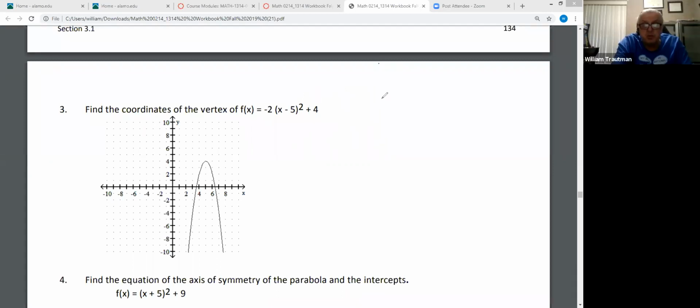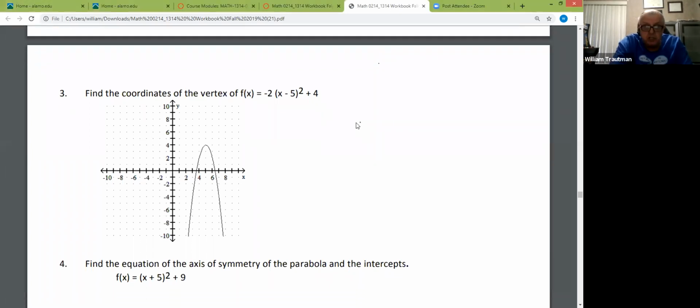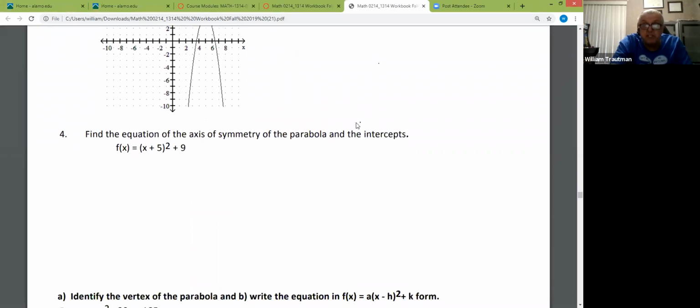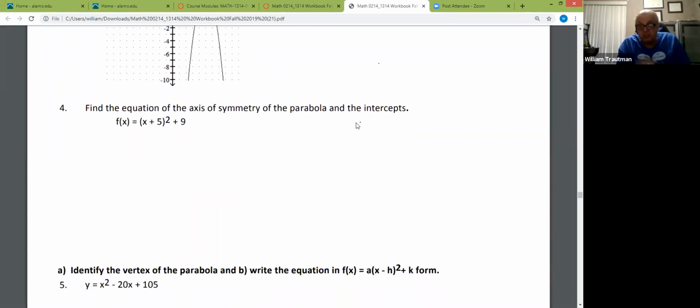Same way with the next question. They're asking for the axis of symmetry, but first I want the vertex. So type in the vertex.